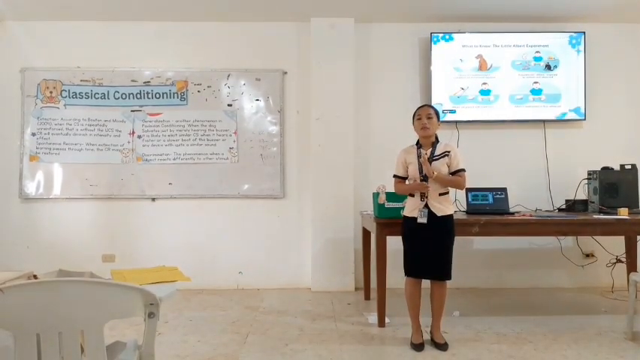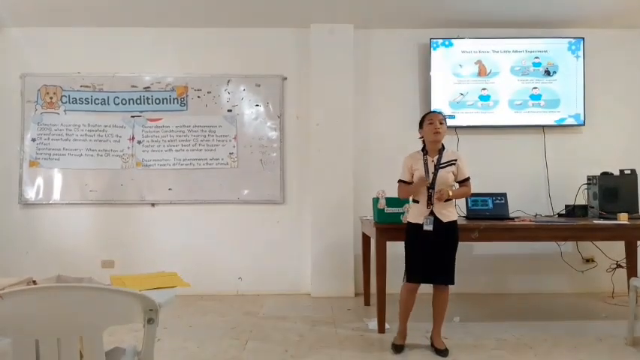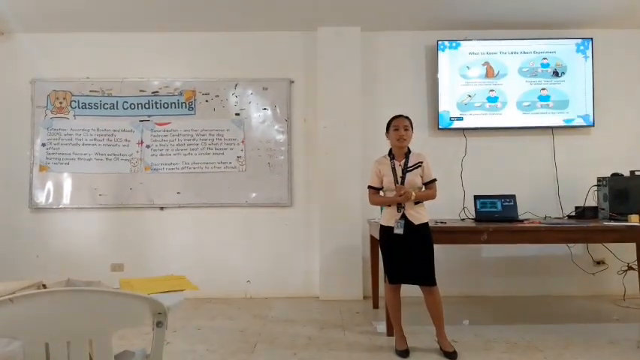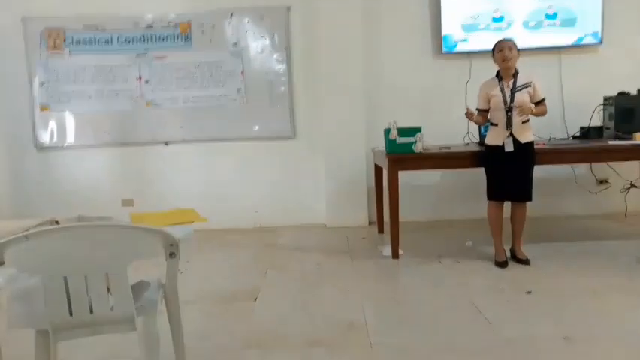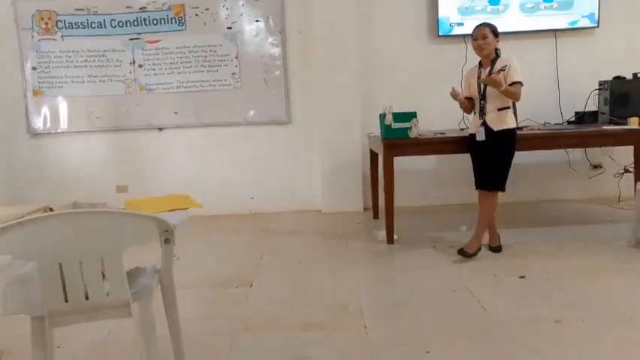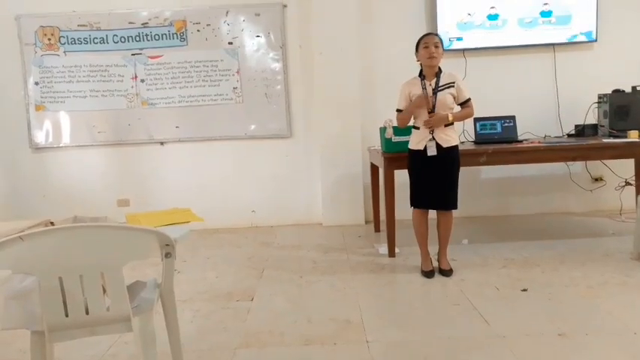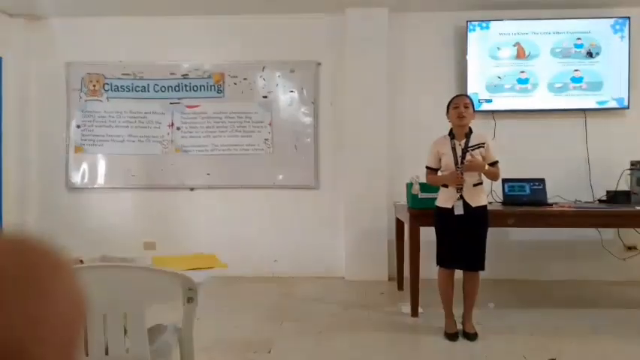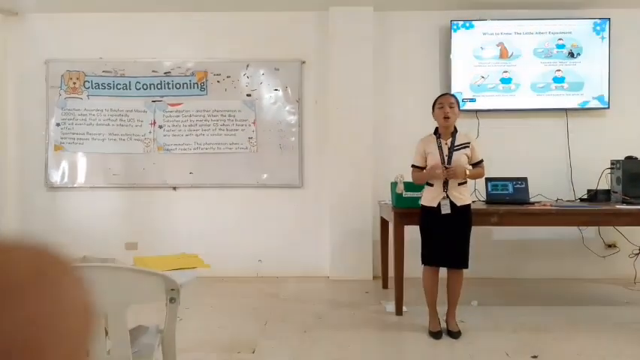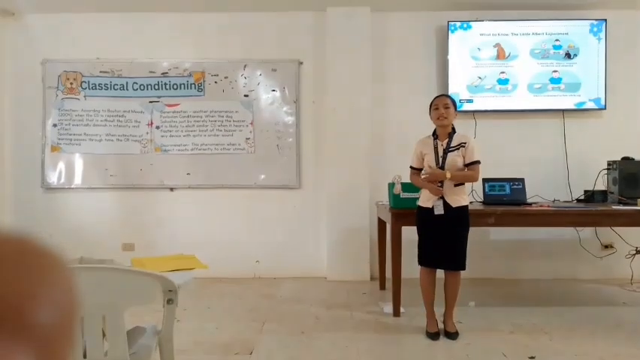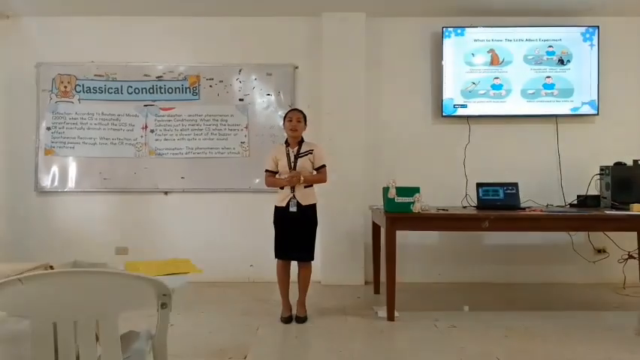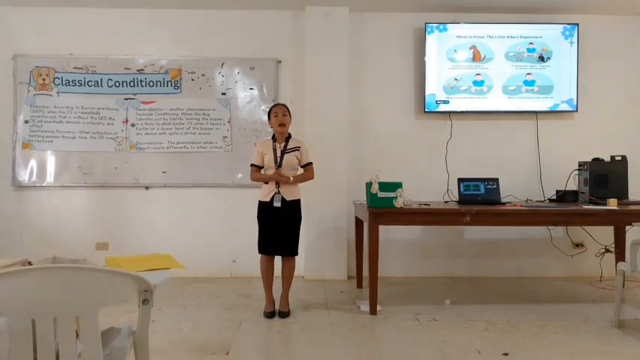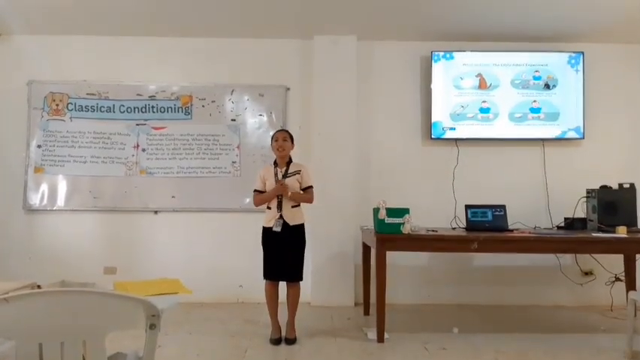It is because his mind started to associate the white rat with the loud clang noise. And that is the classic example of Watsonian conditioning. Very good. Now, since you understand our topic this afternoon, let us proceed with our short activity.